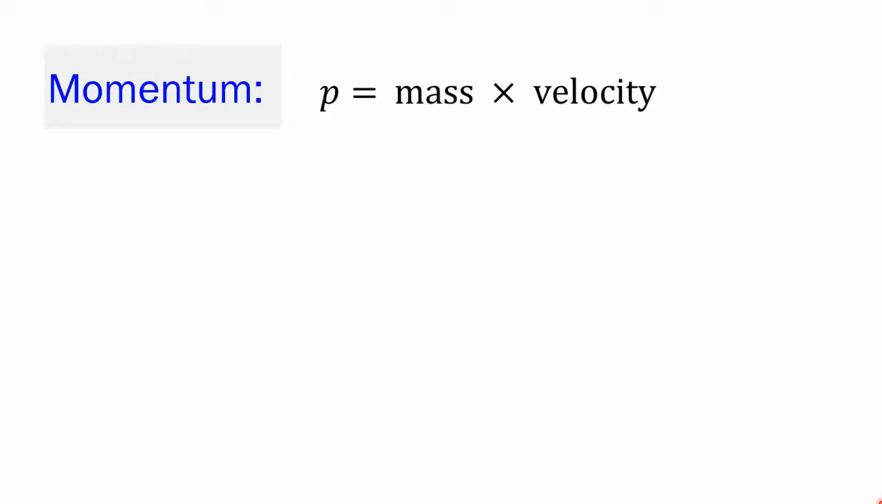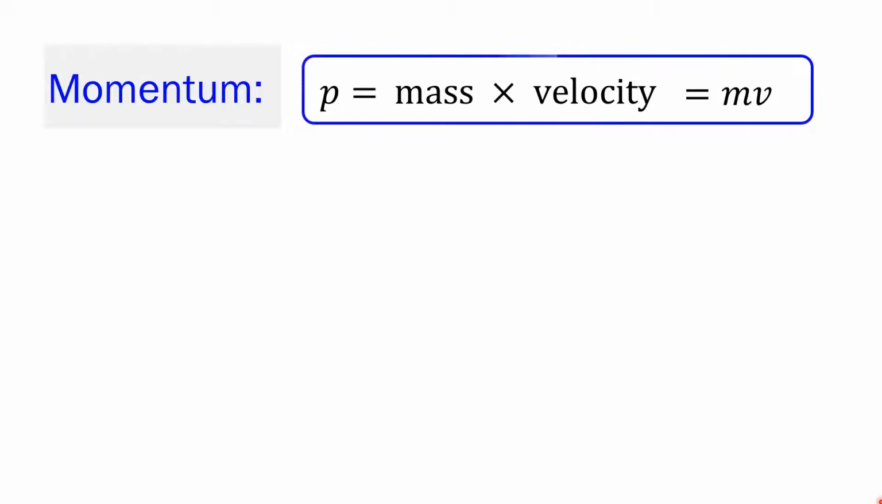And we define momentum as the mass of an object multiplied by the velocity of that object. It's simpler if we write that relationship like this, where this assumes the multiplication between mass and velocity. This is an important definition. We're going to use it quite a bit, so I'm going to highlight that here.